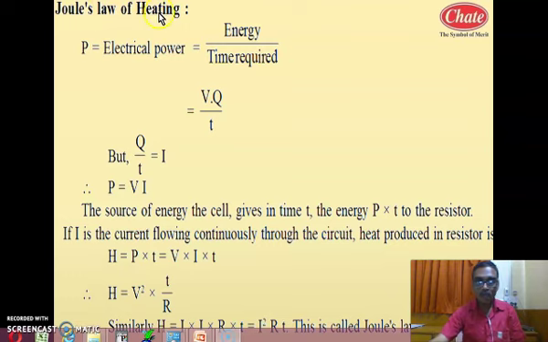So what is Joule's law of heating? Joule's law of heating is that work is converted into heat, heat is converted into work. Let us study the different forms of this heat in an electric circuit.